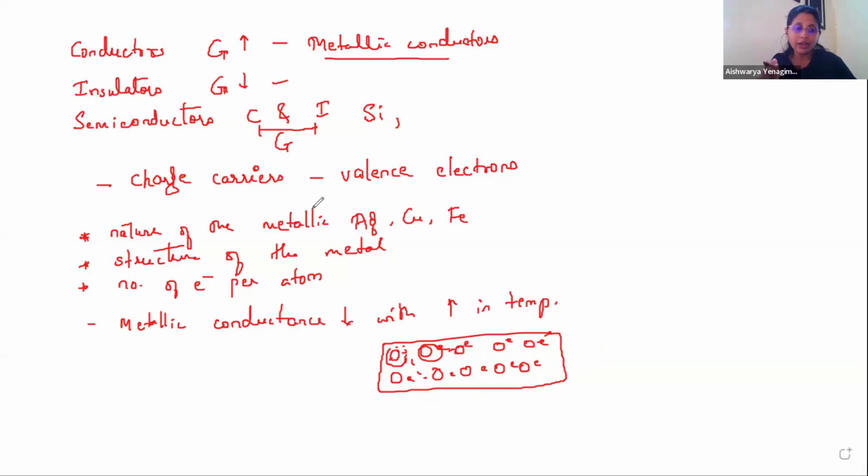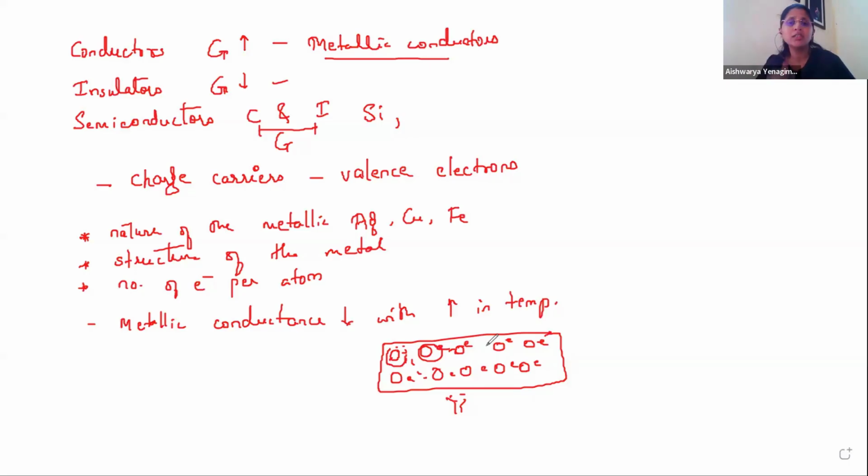Now, my question is, when I increase the temperature, what happens? Please think over it. The atoms on heating themselves start moving. Imagine the movement of valence electrons and the movement of atoms. The atoms move in a zigzag, haphazard manner, so the electrons get stuck. Electrons do not know how to move. So basically the direction of the flow of electrons gets restricted.